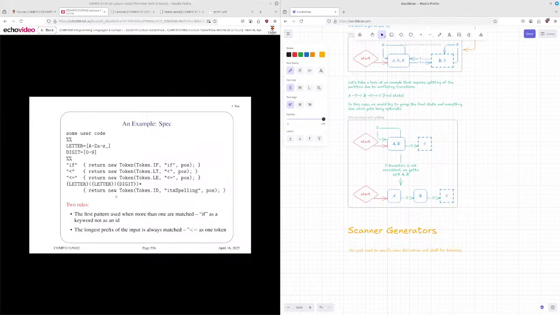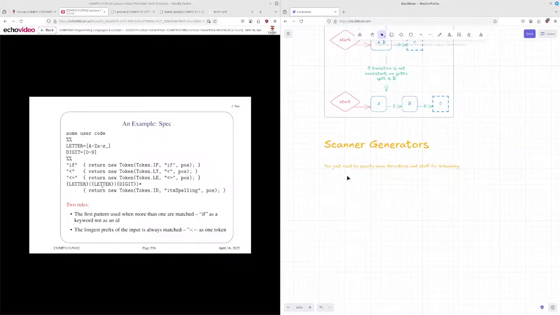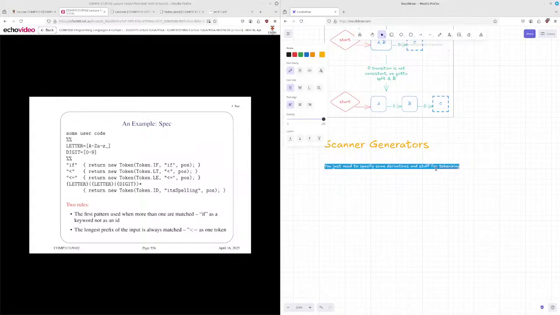Of course, there are some rules assumed. Remember, the longest prefix. As you take a look at this, for example, if matches here, and ID also matches here. So basically there are 2 rules. If you have 2 patterns making the same token, the first one is used. That means wherever you find an if, return it as a keyword instead of ID.